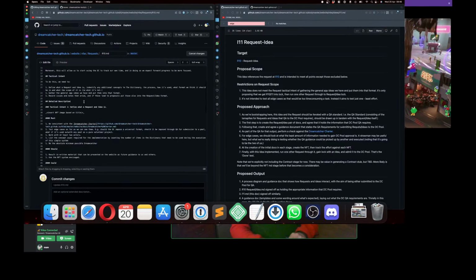Right. And here's a thought, just to go a bit meta, this is a bit of a mindfuck actually. What are we actually submitting into the pool? Is it just the I11, which can refer to R10, which is out there? No, we're trying to get R10 into the pool. Yeah. Then we're trying to get I11.